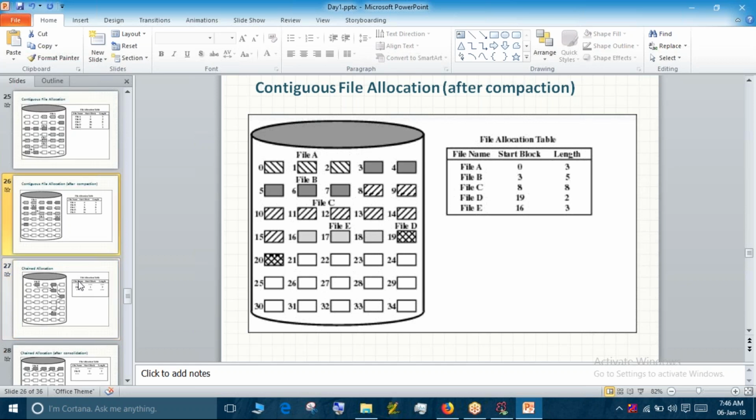And still, if you see closely here, I want to add some content to my file A. Tell me whether it is possible or not first. Is it possible to add content to your file A?